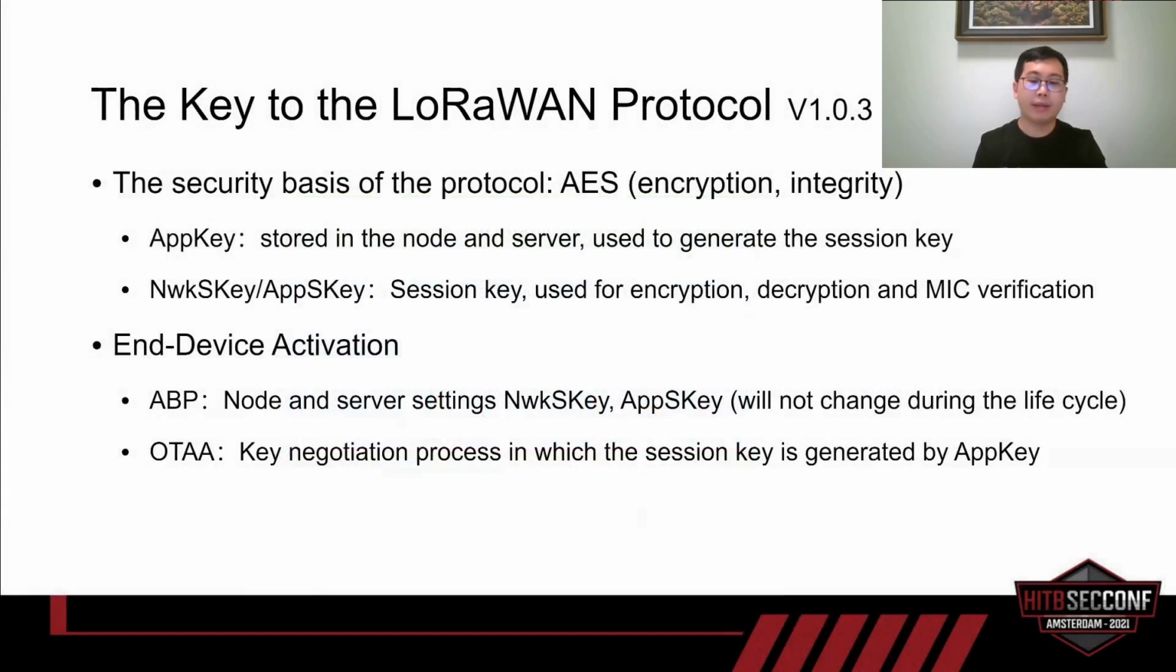There are many keys in LoRaWAN. Generally speaking, the security basis of the protocol is AES. The AppKey is stored in the nodes and servers, and used to generate the session keys. The network session key and application session key are used for encryption, decryption, and MIC verification. LoRaWAN has two ways to activate devices, ABP and OTAA. ABP can be understood as a constant session key, while OTAA conducts key negotiation through the AppKey.